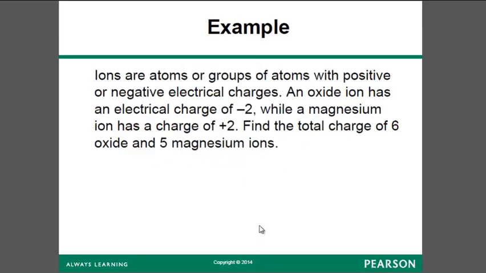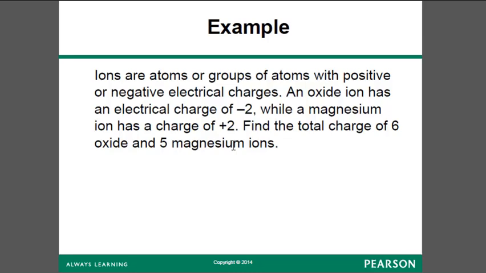Let's look at this question. Ions are atoms or groups of atoms with positive or negative electrical charges. An oxide ion has an electrical charge of negative 2, while magnesium has a charge of positive 2. Find the total charge of 6 oxides and 5 magnesiums. Okay, well, I want the total charge, and I have 6 oxide ions, and I have 5 magnesium ions.